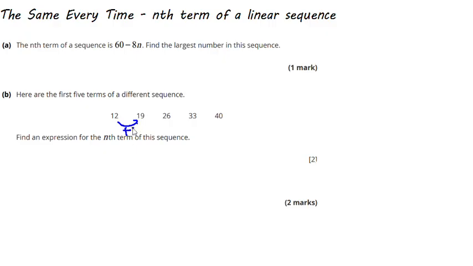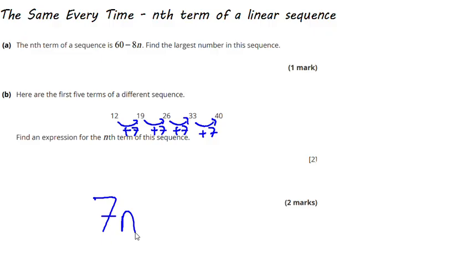So 12 to 19, I'm adding 7. 19 to 26, I'm adding 7. 26 to 33, I'm adding 7. I'm adding 7 every time, aren't I? So we take the number that we are adding each time, which in this case is 7. It is plus 7, but in the case of a positive number, we don't really need to write the plus sign at the beginning of the expression.